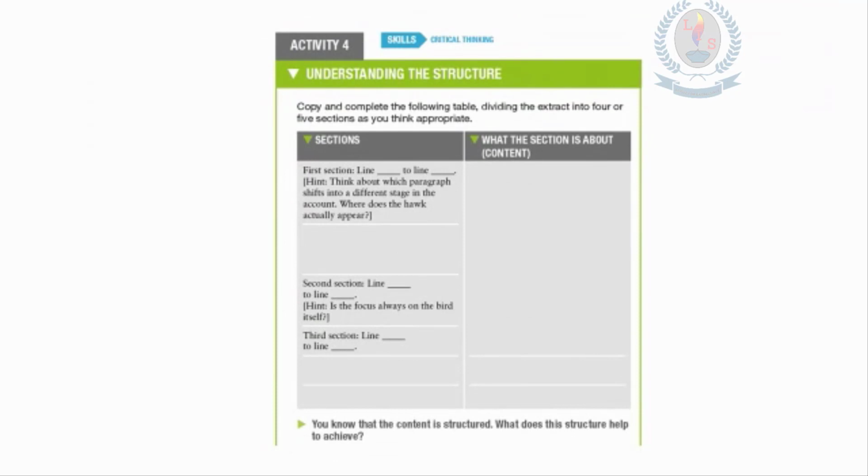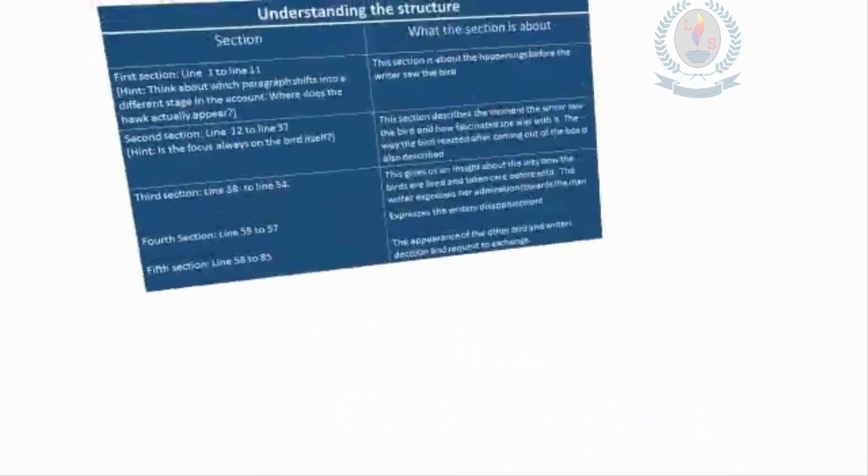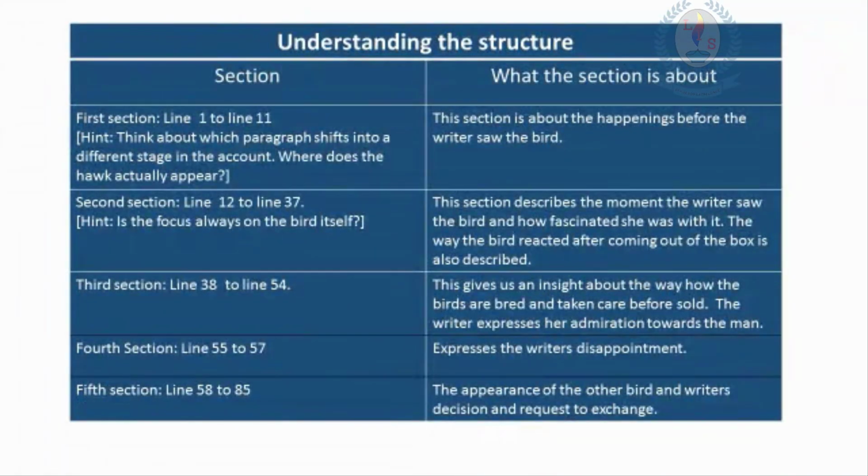Understanding the structure, page 145. Try to complete this table on your own. Now check your answers with this. The idea here is to show you that the passage is structured into sections based on the details they give. So there are 5 sections, and the line references and what each section is about are given here.